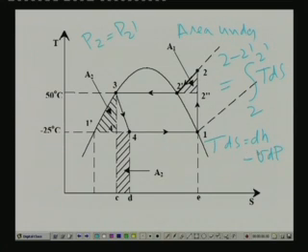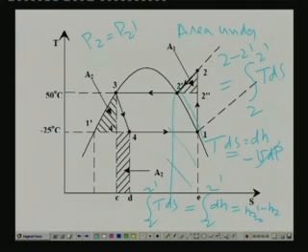If you apply this relation to this particular process 2 to 2 dash, you find that VdP is equal to 0, because the pressure does not change during this isobaric process. So, finally, TdS is equal to dH, that means integral TdS from 2 to 2 dash is nothing but integral dH from 2 to 2 dash, which is simply equal to H2 dash minus H2. It is as simple as that. Since we know the enthalpies, we can easily find this, and this is the entire area under the curve.